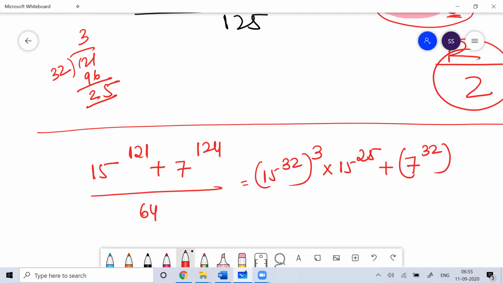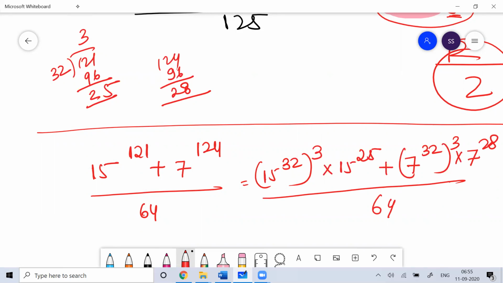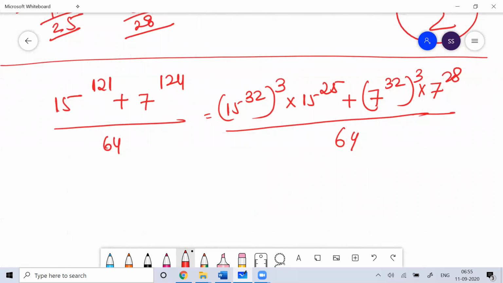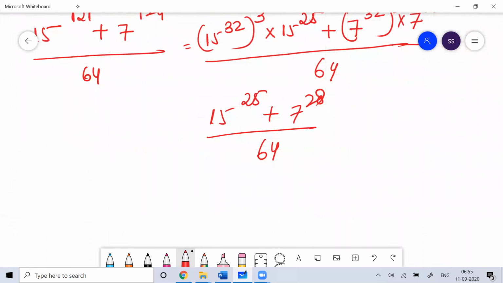This is 124, the same thing you're doing. 124 minus 96, you'll get 28. Divided by 64, this part will give remainder 1, and this part will give remainder. So 15 to the power 25 plus 7 to the power 28 divided by 64. What is the remainder? Now the problem becomes like this.